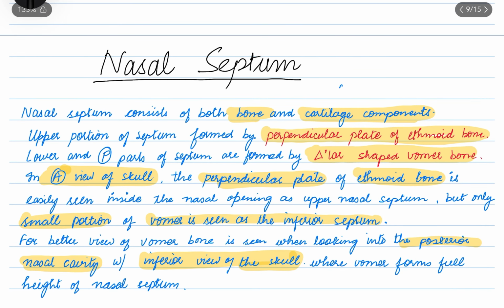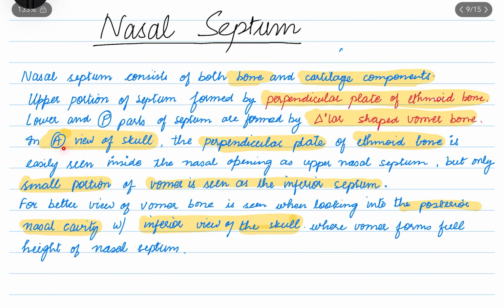The nasal septum consists of both bone and cartilage components. The upper portion of the septum is formed by the perpendicular plate of the ethmoid bone. The lower and posterior parts of the septum are formed by the triangular-shaped vomer bone. Let's repeat it: the upper portion of the septum is formed by the perpendicular plate of the ethmoid bone, but the lower and posterior parts of the septum are formed by the triangular-shaped vomer bone.